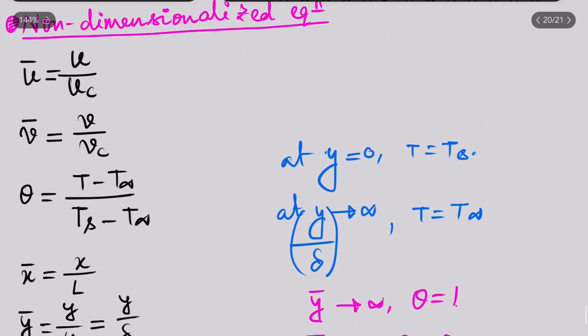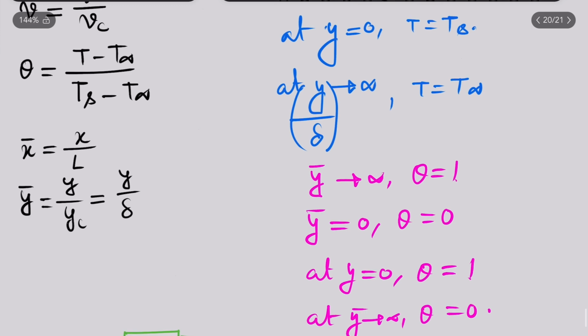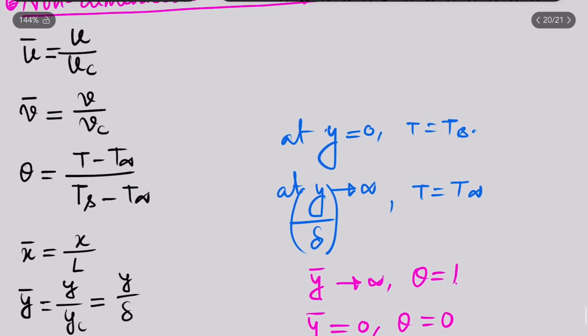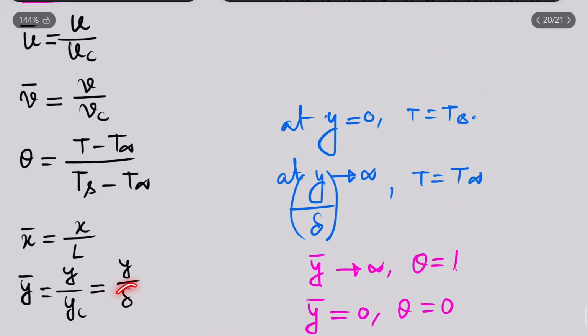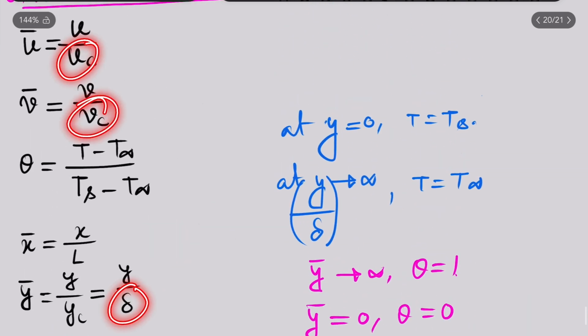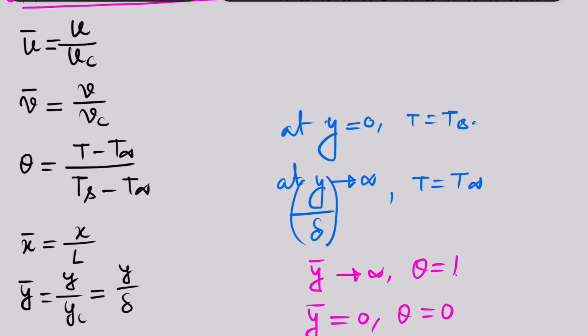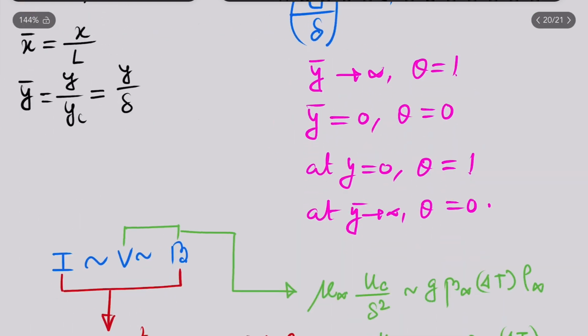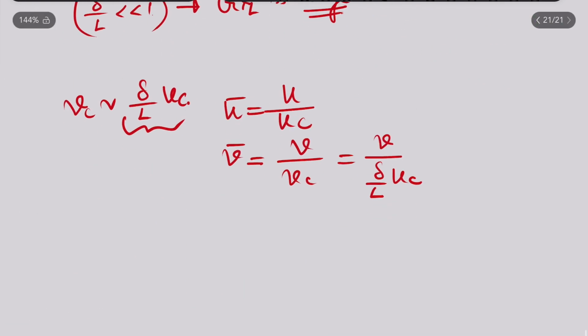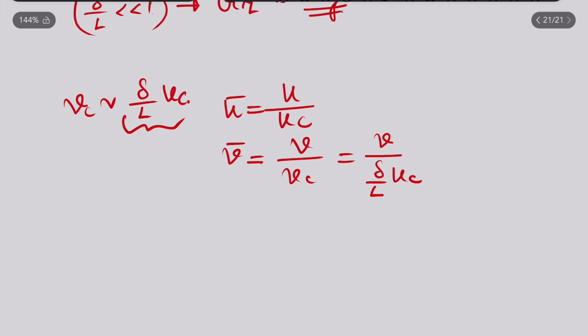Okay, so I have already told you the theta, x and y. So I have already found the order of magnitudes of this delta, UC and VC. So in the next lecture I will be doing the non-dimensionalization of the equations, and then we will see how to solve them. Okay, so I will ask you to try out by yourself the non-dimensionalization of the equations. Okay, until then, goodbye, take care and thank you.